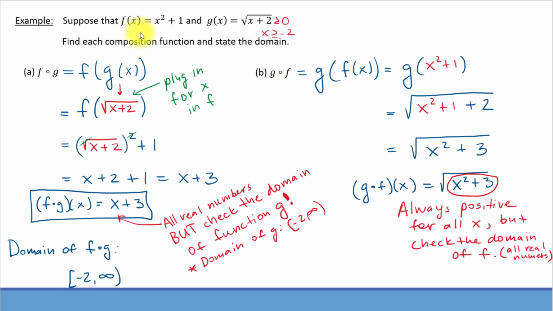So since there are no restrictions for function f, and we see that there are no restrictions for function g composed with f, we can use any real number. That means that the domain of the composition function g composed with f includes all real numbers. In other words, the domain is the interval from negative infinity to positive infinity.